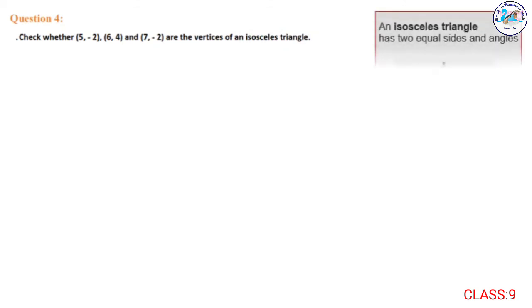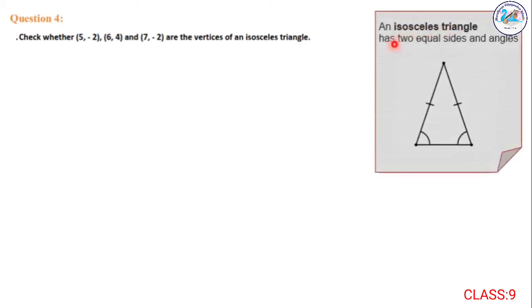So here let us have a quick recall. An isosceles triangle has two equal sides and two equal angles. Then we can say that that particular triangle is an isosceles triangle. Here in this chapter we are dealing with only the distance formula. So if two sides are equal, it is an isosceles triangle. This angle property we can neglect. So we have to prove that two sides are equal.